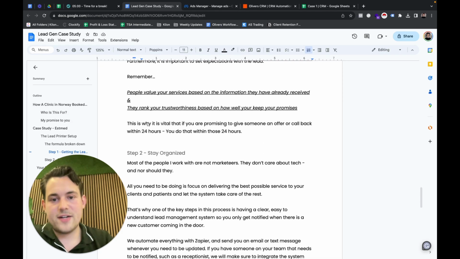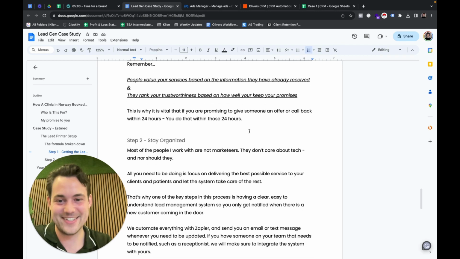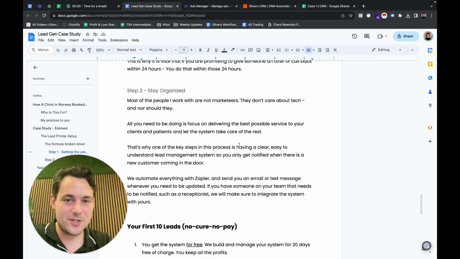This is why it's very vital that if you're promising to give someone an offer and call back within 24 hours, which a lot of local businesses do, you need to call them within those 24 hours. You'd be surprised how many don't do this, and then they're wondering why they can't convert the leads, right? Step number two, we want to stay organized.